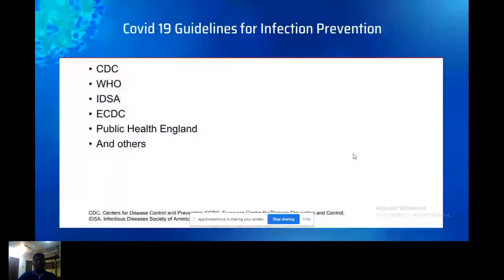Okay, now there are multiple guidelines published by the CDC, that is the Center for Disease Control. Then the World Health Organization has given some guidelines. Then there are some European associations that have given guidelines. Then there are Public Health England and others that have given guidelines. Okay, so this presentation is a combination of the guidelines given by different agencies. And what is best as far as dental surgeons are concerned, that is what we are going to talk about in the subsequent slides.